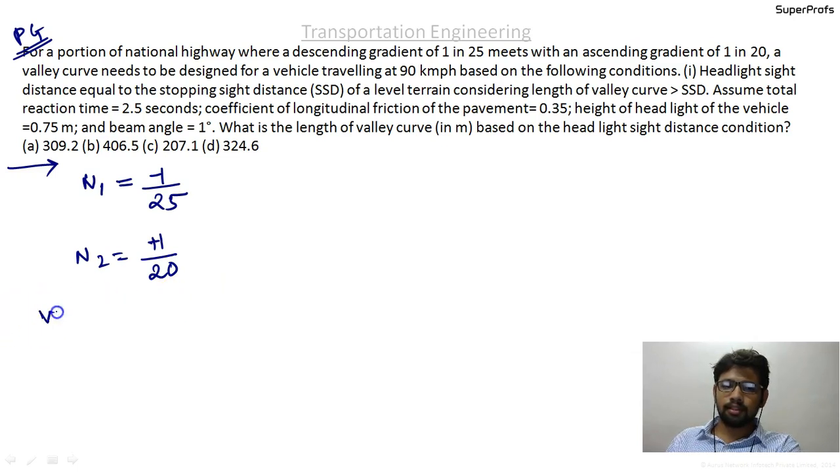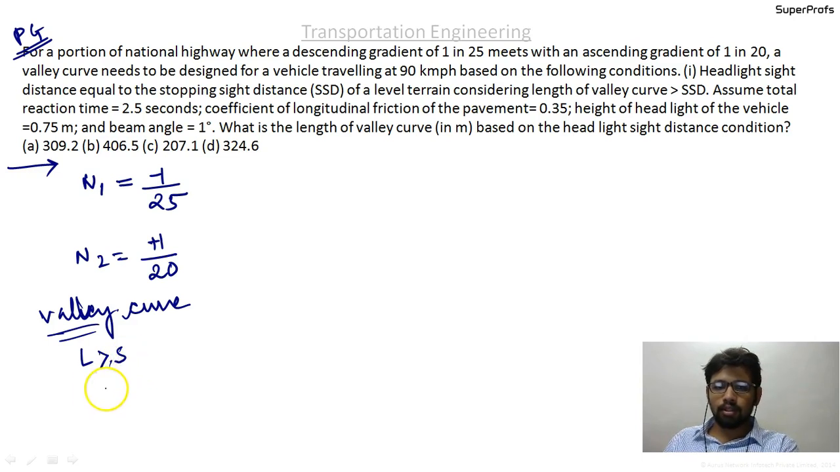So you have to design the valley curve. Headlight sight distance is equal to the stopping sight distance of a level terrain, considering the length of the curve greater than S. Length of the curve is greater than S. For the SSD, assume total reaction time is equal to 2.5 seconds, and coefficient of longitudinal friction of the pavement is 0.35.